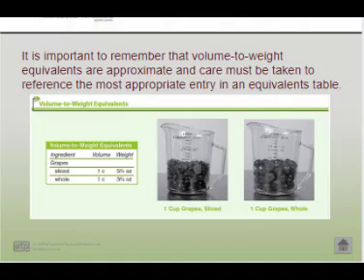Equivalents between volume and weight units are approximations based on how much a given volume of an ingredient will weigh on a scale. It is important to remember that volume to weight equivalents are approximate and care must be taken to reference the most approximate entry in an equivalence table.